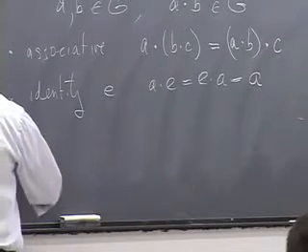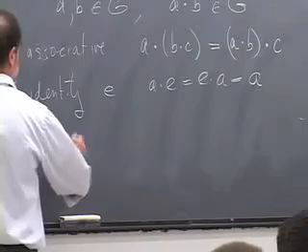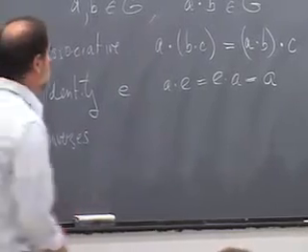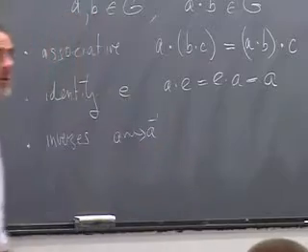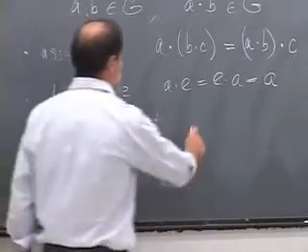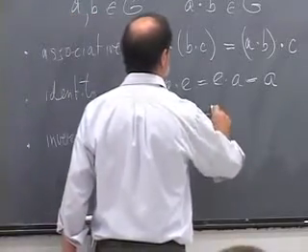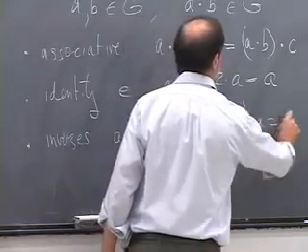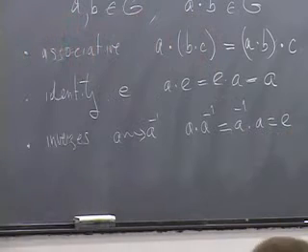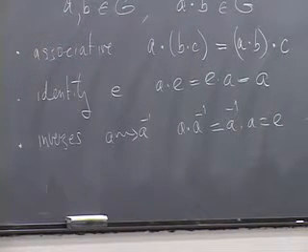And the fourth condition is the existence of inverses. That means that for every element A there's an inverse, denoted A inverse, in the group, with the property that no matter how you multiply A by A inverse in either order, you get back the identity. Those are the properties that characterize a group.